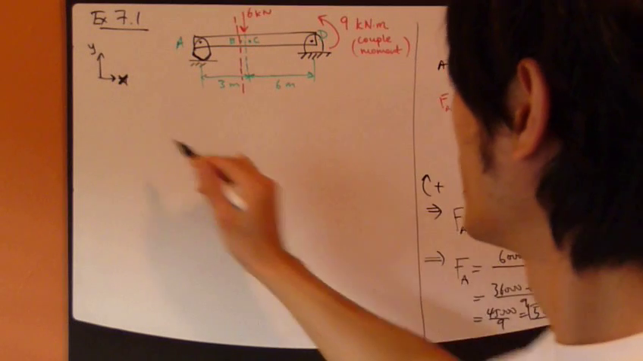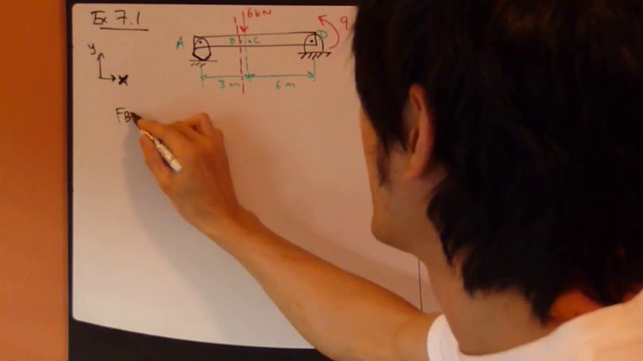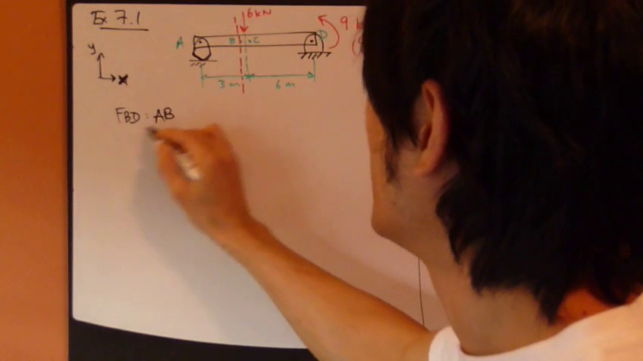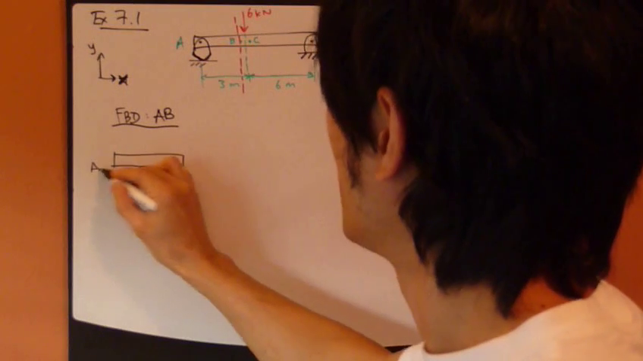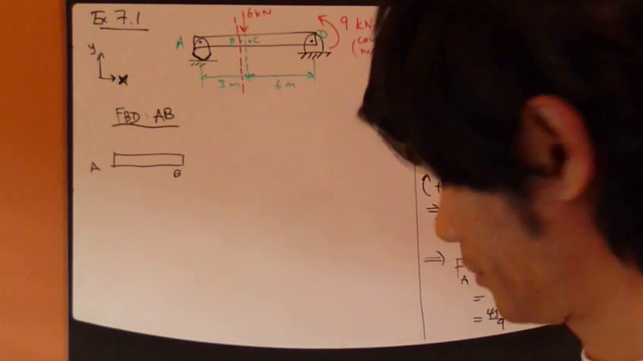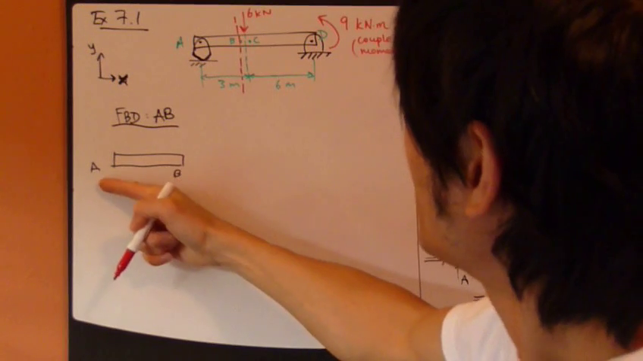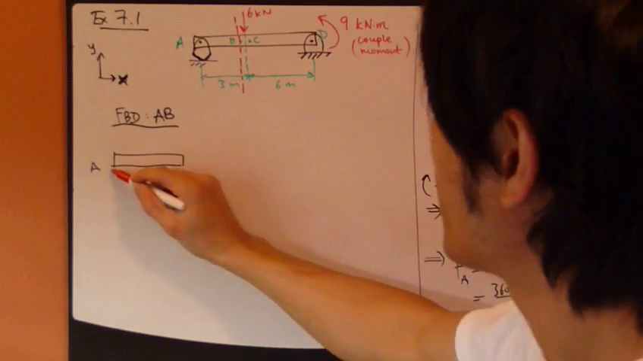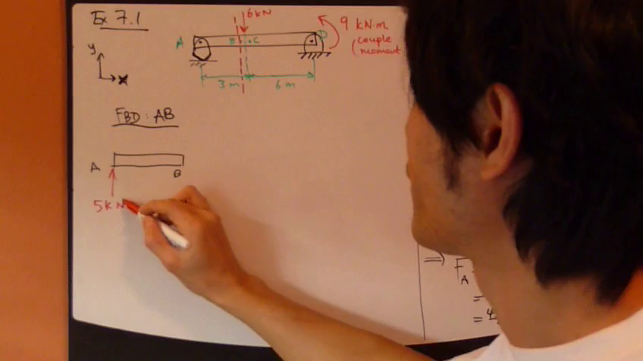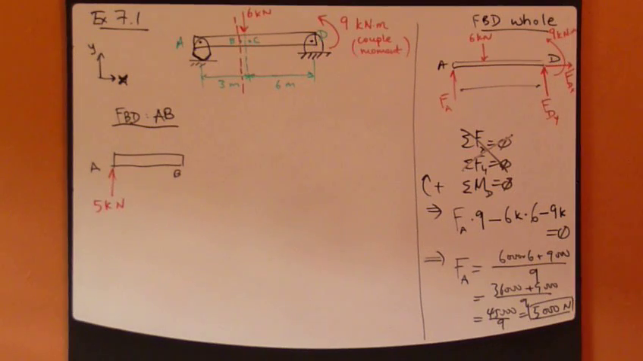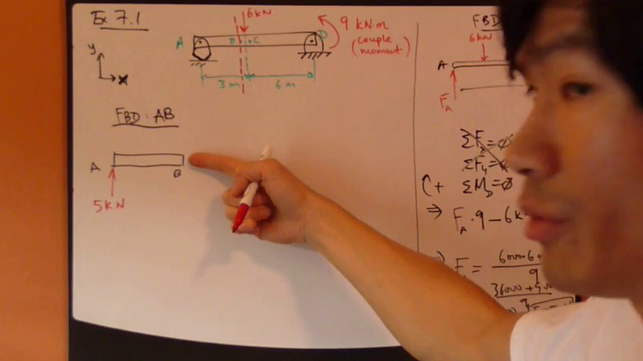So section AB. So free body diagram of AB. Let's draw that. A, B. And then you draw all the forces. So here at A, what's going on? Well, you do know that FA of 5,000 newtons is being applied upward. What else? Well, we have B.